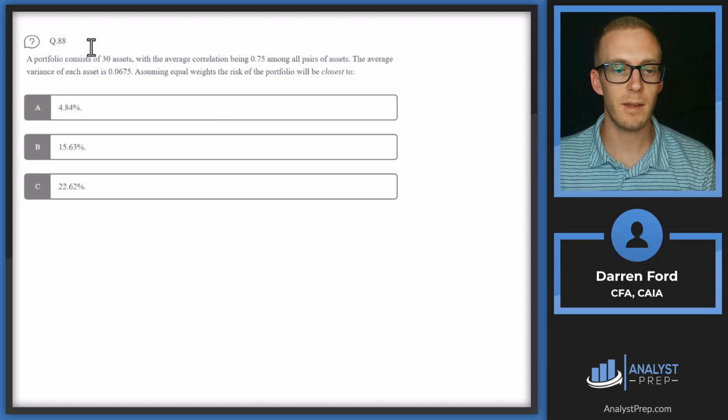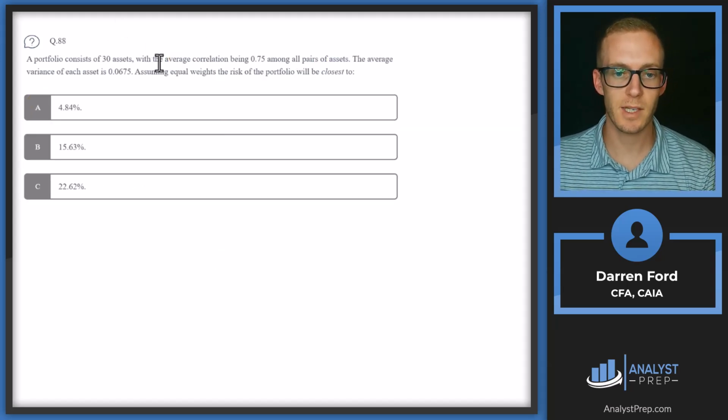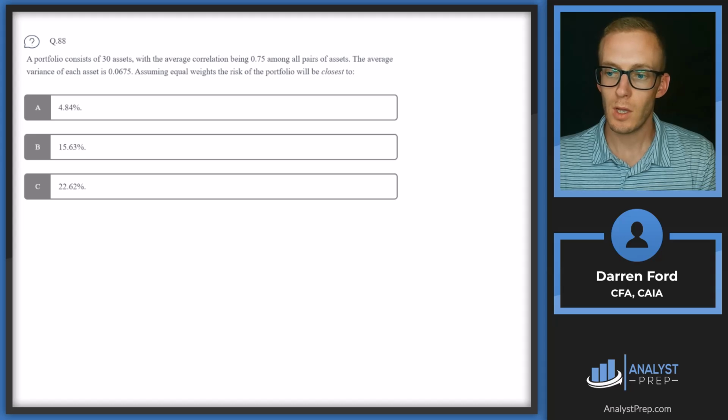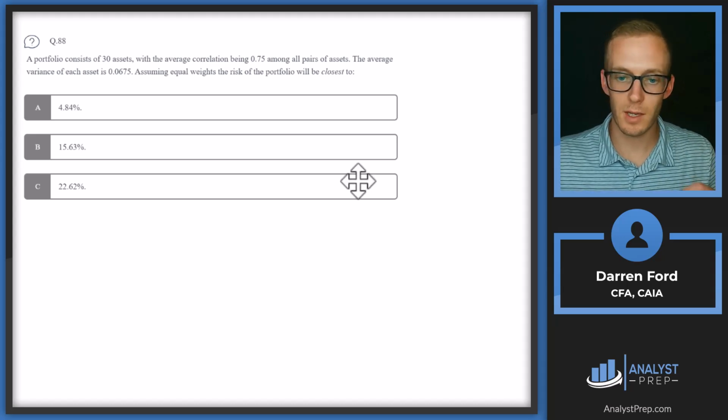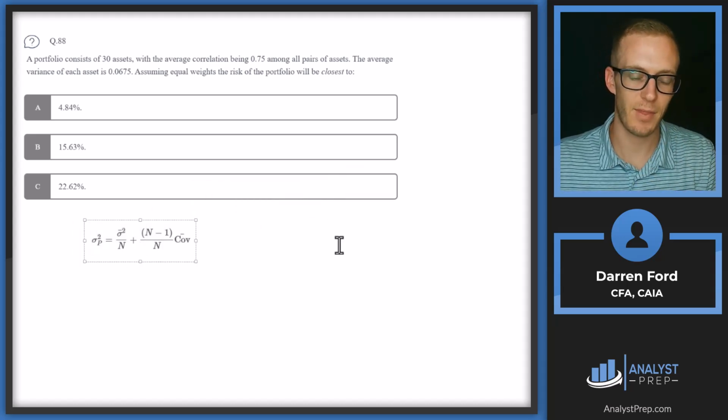Answer A. Question 88. A portfolio consists of 30 assets with the average correlation being 0.75 among all pairs of assets. The average variance of each asset is 0.0675. Assuming equal weights, the risk of the portfolio will be closest to. So we've got a big, long formula here. Not that long, I guess, that we're going to walk through.